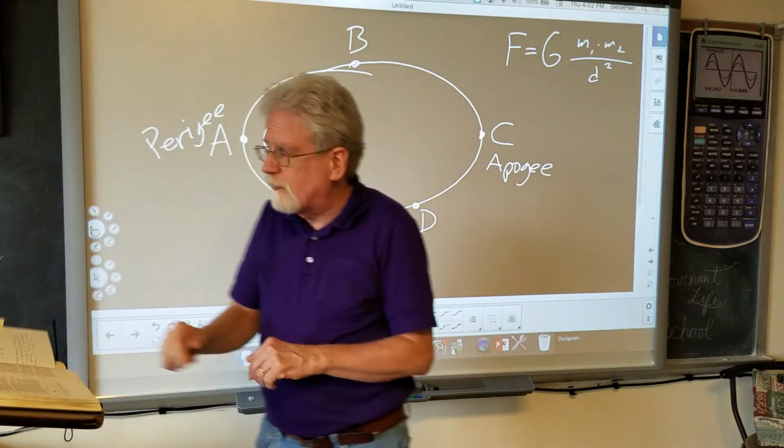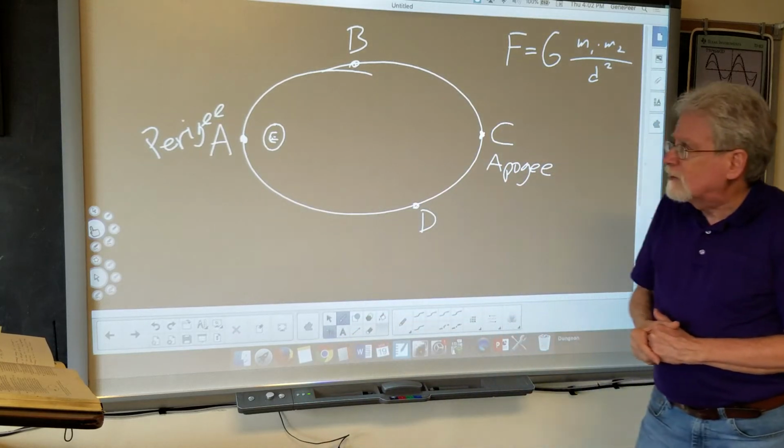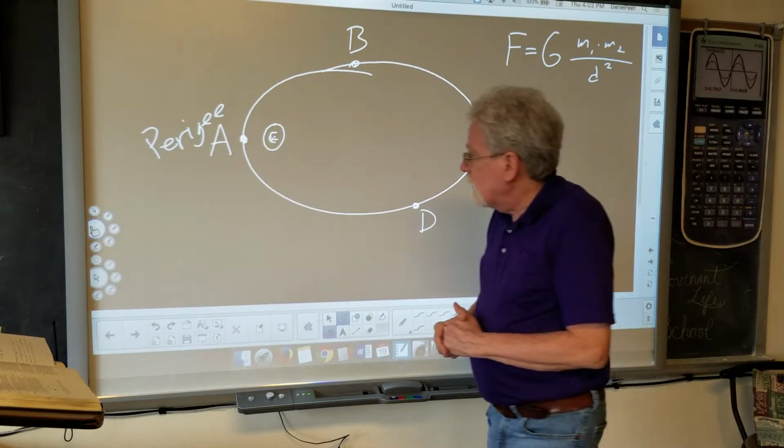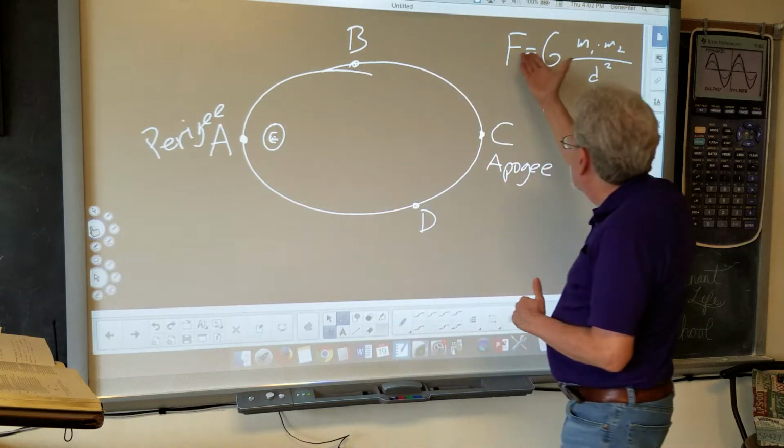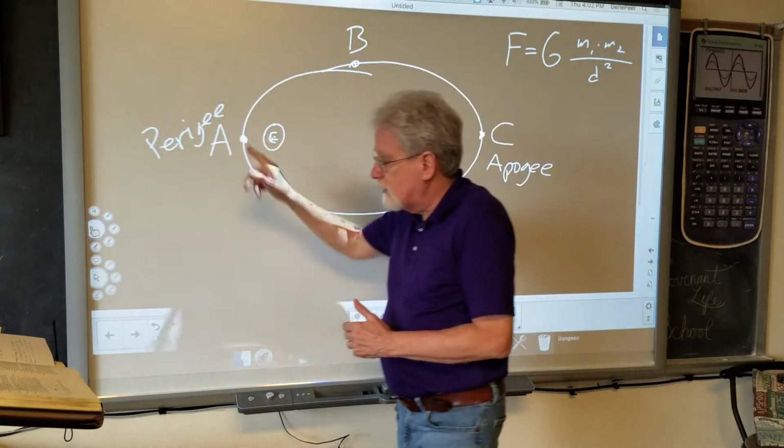Why does it have the greatest velocity there? Because gravity has been acting on it for the longest. And it has the strongest force of gravity, therefore it's going to have the greatest velocity at point A.